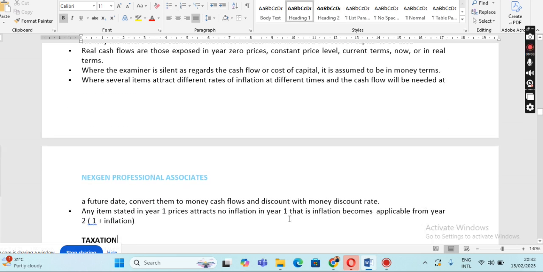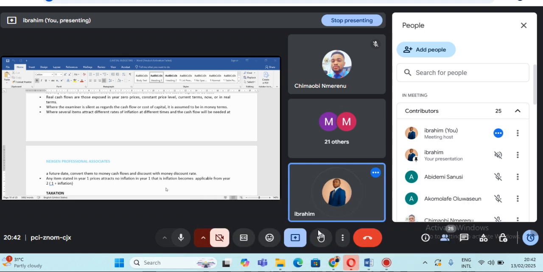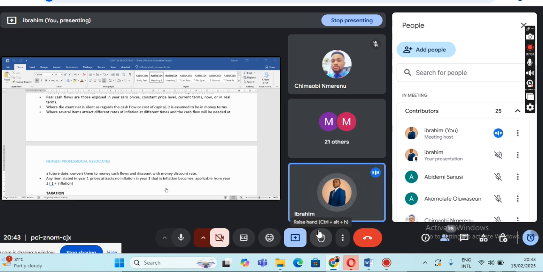Will be needed at a future date, convert them to money cash flow and discount with the money discount rate. They are telling us that when you are given different inflation rates at different times, don't forget, when you are given more than one inflation rate, it becomes a specific inflation. I'm just letting you know. So for a future cash flow, they convert them to money cash flow and discount with what? With the money discount rate.